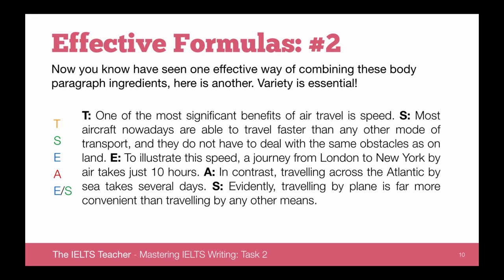Now the alternative is where we look at the opposite or the contrast to further support our point. How can we show how fast air travel is? Well, we can contrast it with a slower form of transport like boat. So in contrast, traveling across the Atlantic by sea takes several days. So very clear contrast. And support that a little bit more, maybe a result. Evidently, traveling by plane is far more convenient than traveling by any other means.